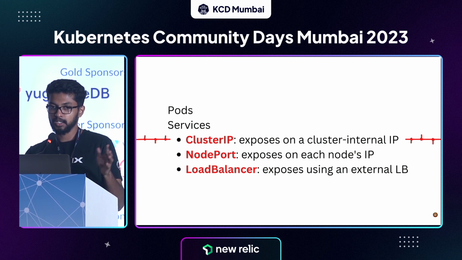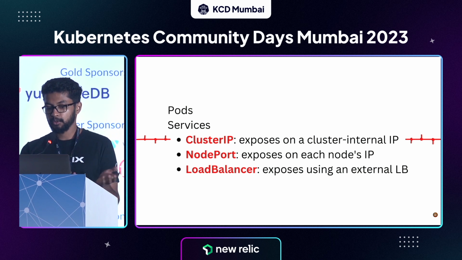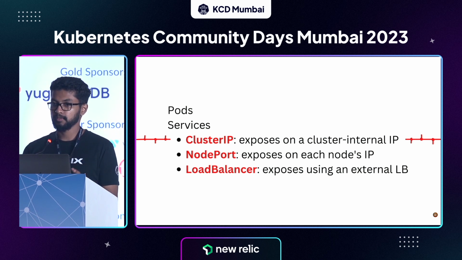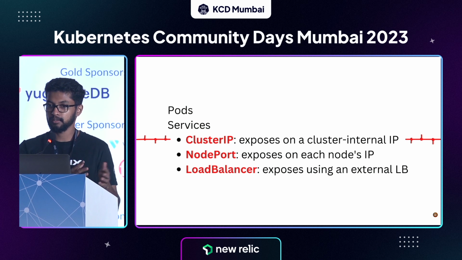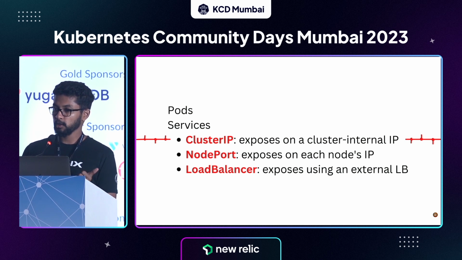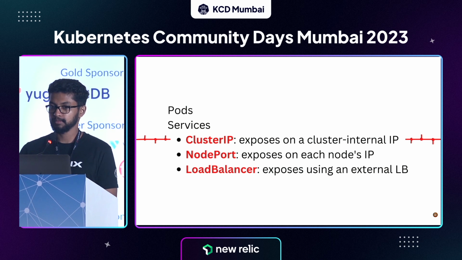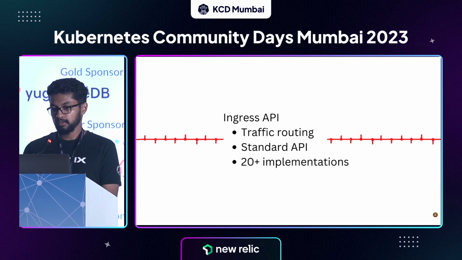So they offer a layer of network abstraction over pods. And you have your cluster IP, which exposes your pods internally to the cluster. Then we have node port and load balancers. These can do a lot of stuff, but they are quite limited. They don't do stuff like routing or complex traffic control features. So we moved to the Ingress API.